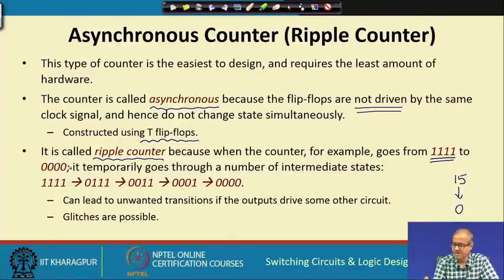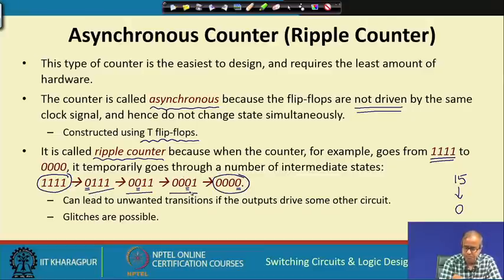Now, in a ripple counter, what happens is that these 4 flip flops will not change state simultaneously. So, what will happen? The first flip flop will change state first, then the second flip flop will change state, then the third will change state, then the last one will change state. So, this was the initial state, this was the final state, and there are 3 intermediate or temporary states. When you apply a clock pulse or some signal in the input, the flip flops will not change state simultaneously. There will be a rippling effect. The first flip flop will change, that will cause the second flip flop to change, that will cause the third one to change, which will cause the fourth one to change. This is something similar to that rippling effect that I talked about. This is why it is called a ripple counter.